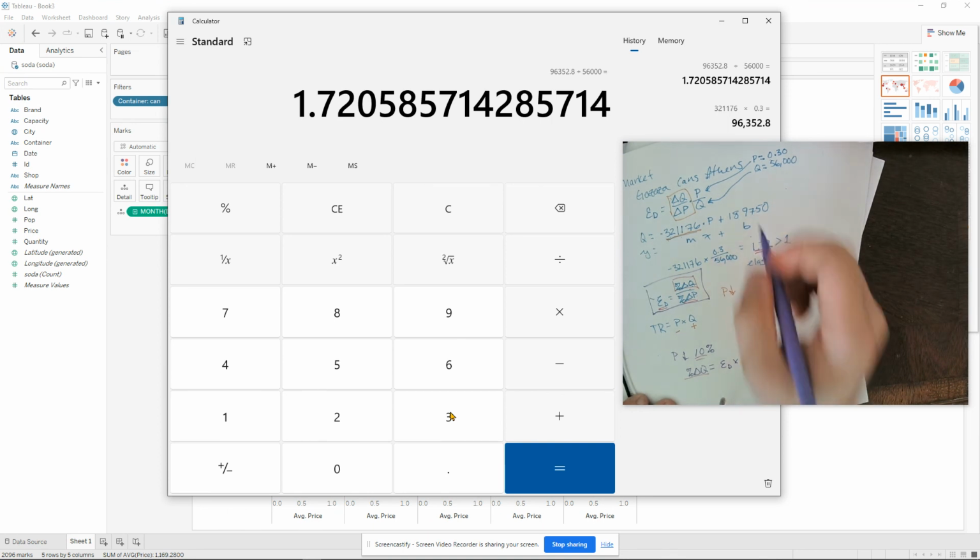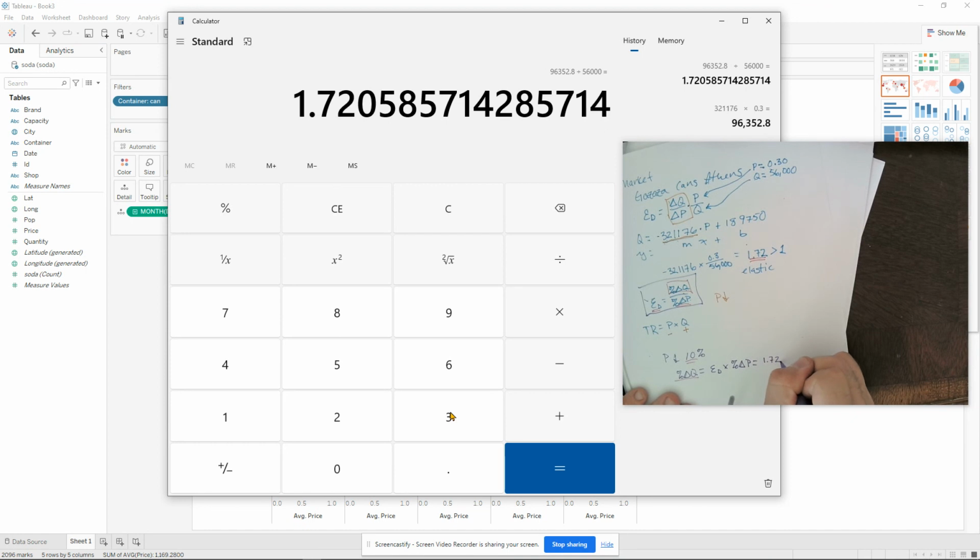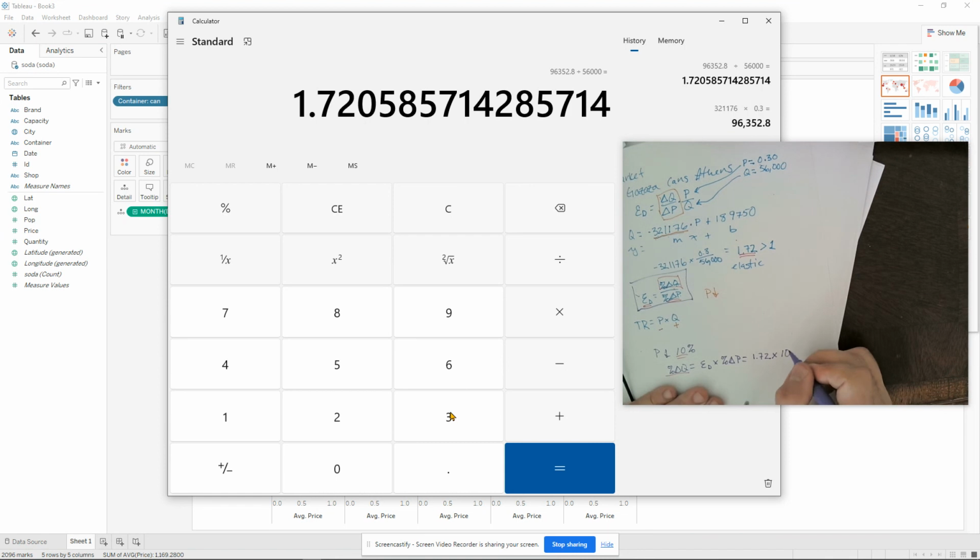which we already calculated is 1.72 times percentage change in price, which is 10%. I can just leave this as a 10, and I don't need to change that into a decimal. That's fine. That's very straightforward to do, isn't it? That's going to be 17.2%. So that means if I drop my price by 10%, I'll get a 17.2% increase in my quantity demanded, as predicted by this elasticity of demand. So that's one way to think about all this.